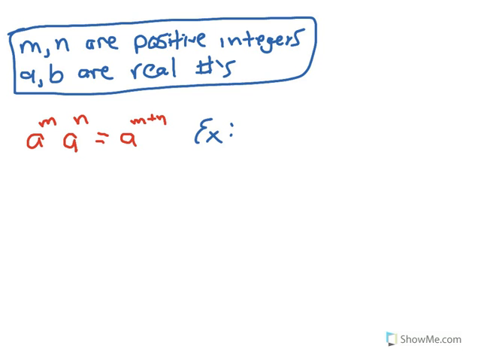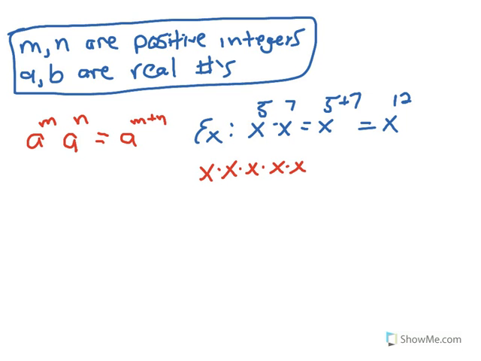Example with numbers. Let's say that we had x to the 5th times x to the 7th. That would be equivalent to saying x to the 5th plus 7, which of course would be x to the 12th. The reason that should make perfect sense to you, what does x to the 5th mean? It means that you're multiplying x by itself 5 times. What does x to the 7th mean? It means you're multiplying x by itself 7 times. Add up all the x's, there's 12. By definition, that's x to the 12th.